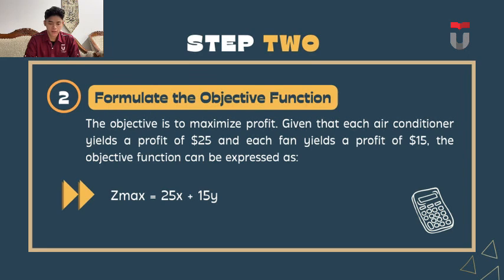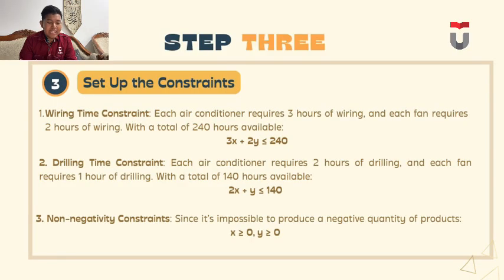Each air conditioner brings in $25 and each fan brings in $15. So our objective function, which represents profit, is Z equals 25X plus 15Y. The objective is to find values of X and Y that maximize Z. Now to step 3. Setting up the constraints.